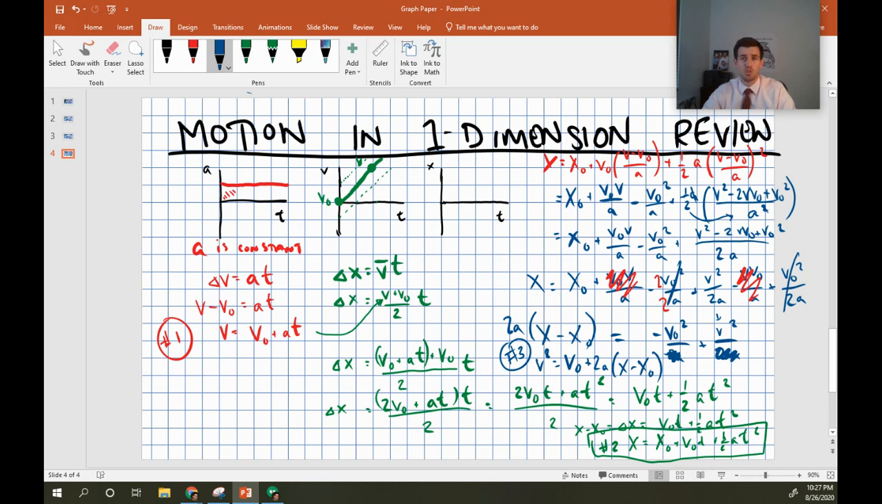So do these proofs over and over again, trying not to look at my work, but just trying to figure it out on your own. And if you can get from start to finish, from equation 1 all the way to equation 3 with your own work, then you're totally set on the math parts of the physics. And then we can start making sure that we're working on the physics parts.